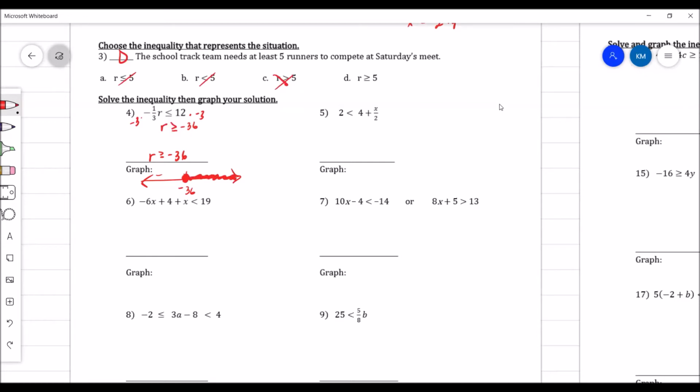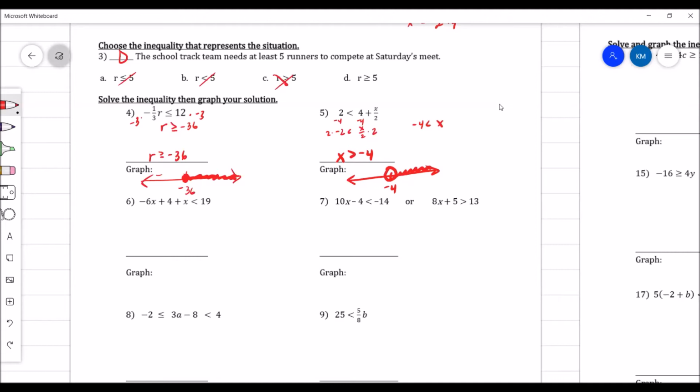Number 5, solving for x, we'll subtract 4 from both sides. -2 is less than what ends up being x over 2. To get x all the way by itself, I'm going to multiply by 2. So I get -4 is less than x. I'll write this with x leading: x is greater than -4, making sure my alligator is still eating the x. So on our graph at -4, we'll have an open circle, and then greater than -4 goes to the right.